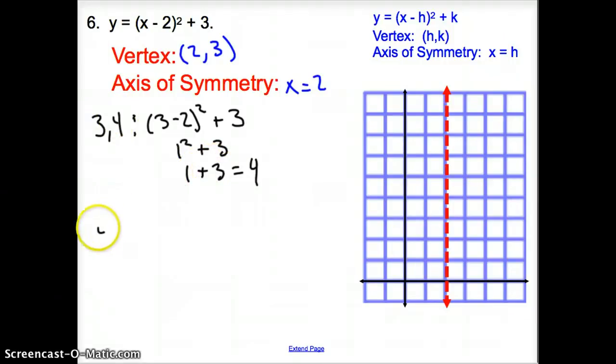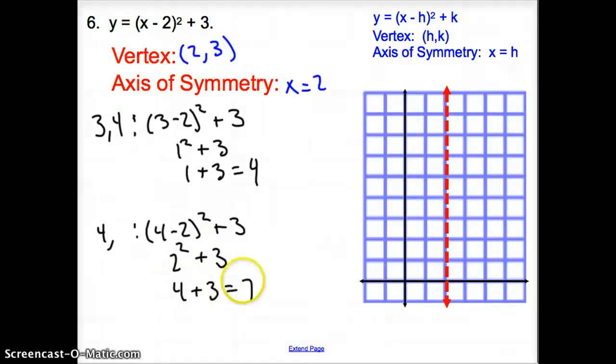Next, I'm going to pick 4 because it's 1 above 3. Plugging 4 into my x, I have 4 minus 2, that's squared, plus 3. Here we go. It's 2 squared plus 3, which is 4 plus 3, which gives me 7. So my other coordinate point is going to be (4, 7).